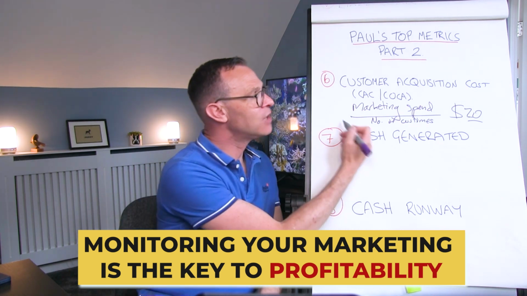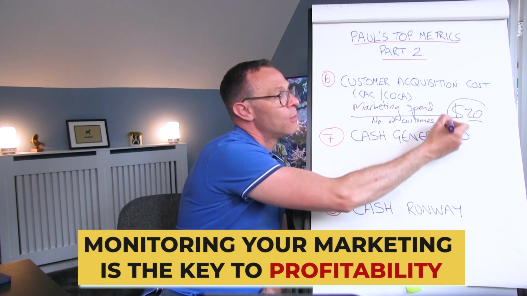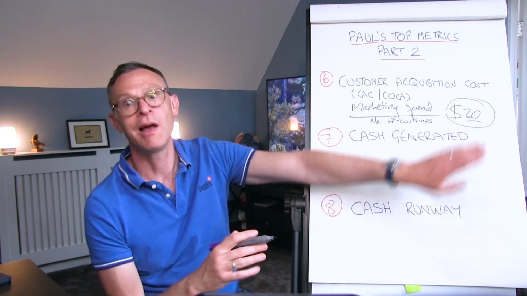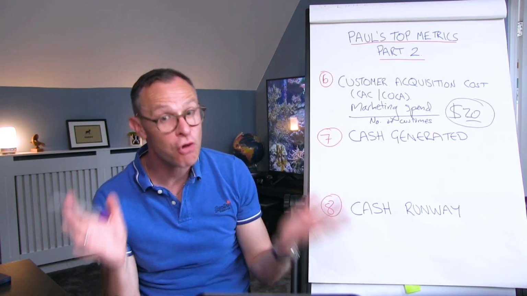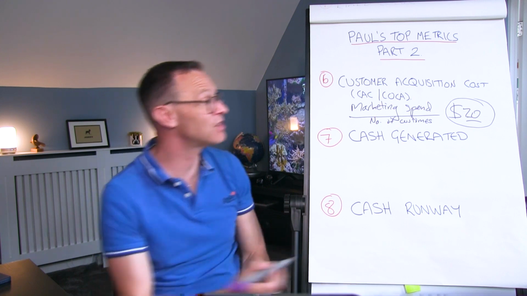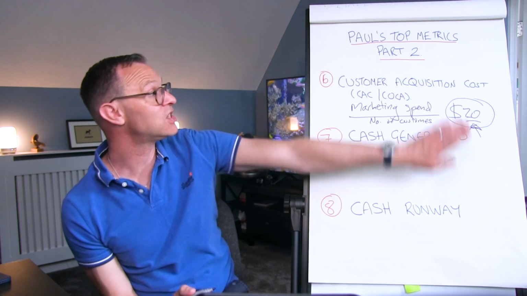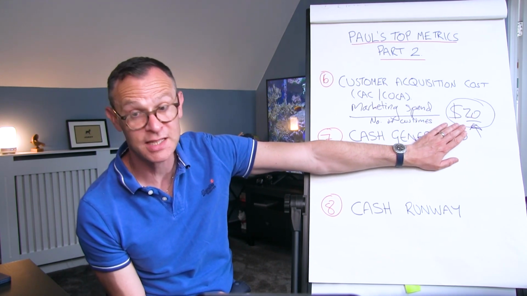But this is a really interesting metric. So what this is saying in this example is it's costing you $20 to get a customer. So then the next question is, how much profit am I making from that customer, and how does this stack up to this? And then you also want to be asking yourself, how does this amount vary on a monthly basis?